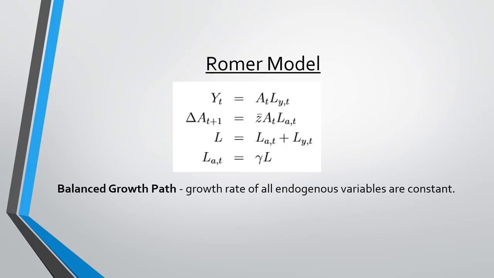One important key concept to remember is the idea of the balanced growth path. It is similar to the steady state, but is not the same thing. The balanced growth path is when the growth rate of all endogenous variables is constant. For this particular model, the balanced growth path is when the growth of A, the ideas component, is constant and therefore allows for perpetual growth within this economy.